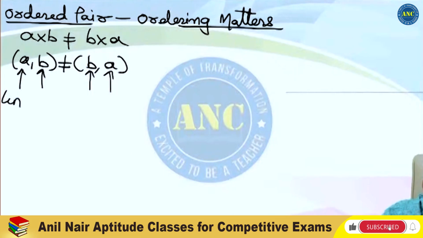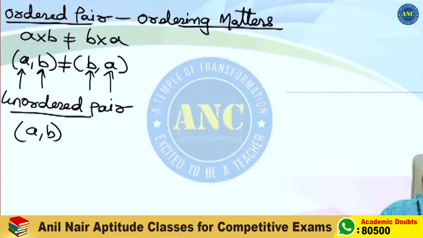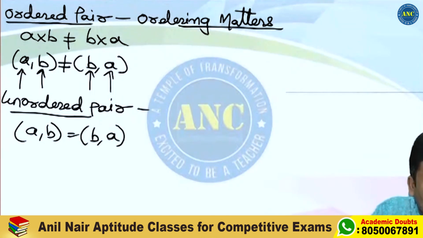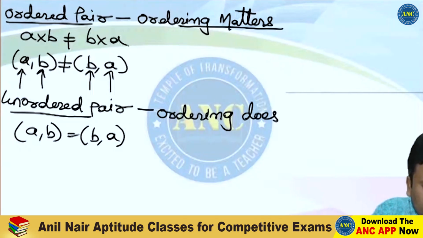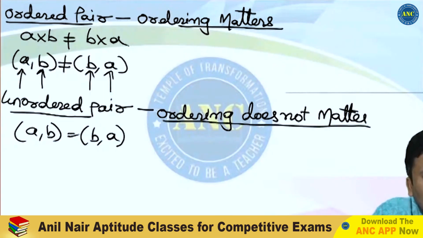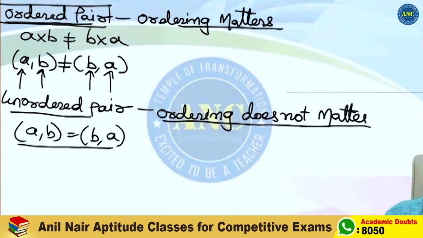What is an unordered pair? An unordered pair is nothing but A comma B equivalent to B comma A. Ordering does not matter. Very, very important. I hope it is clear. Ordered pair: ordering matters, A comma B is not equivalent to B comma A. Unordered pair: A comma B is equivalent to B comma A.